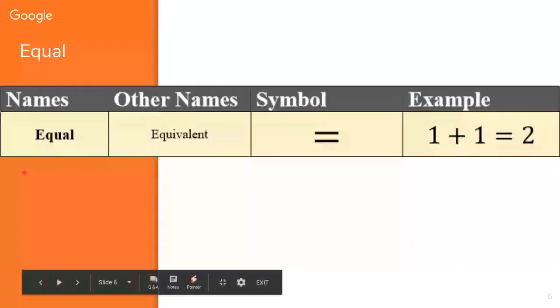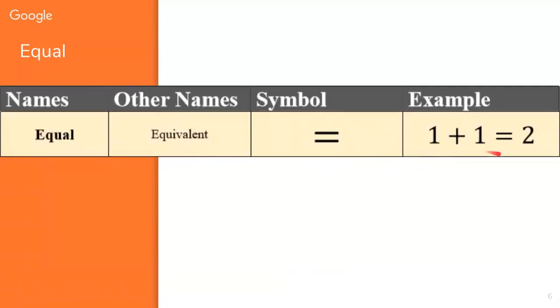The last one is the equal sign. You could also see equivalent. It's the two horizontal lines here, and for example, 1 plus 1 equals 2.